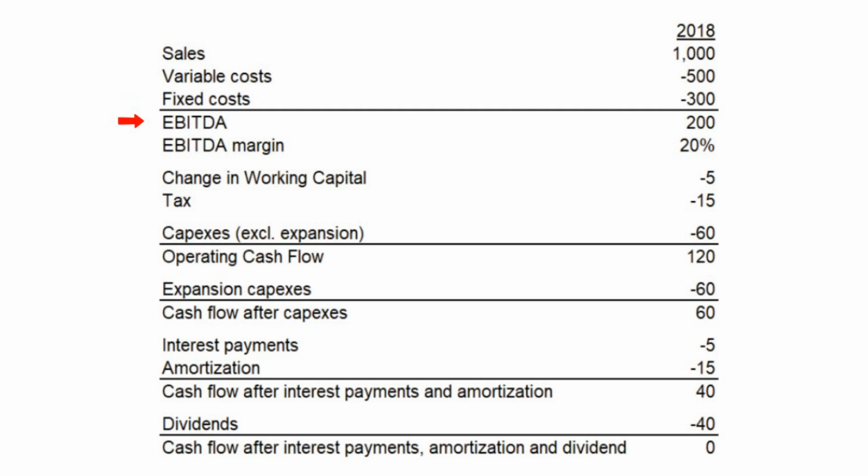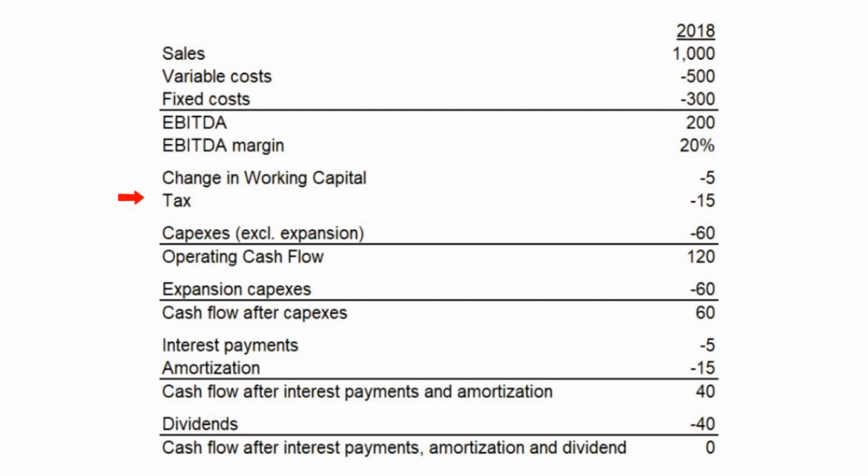The EBITDA isn't actually all cash flow because of various periodizations due to goods in progress, receivables, payables, and so on. You need to make an adjustment. It is not correct if you don't. The adjustment is called the change in working capital. Then we have tax, which is the tax you pay on the EBITDA of 200.